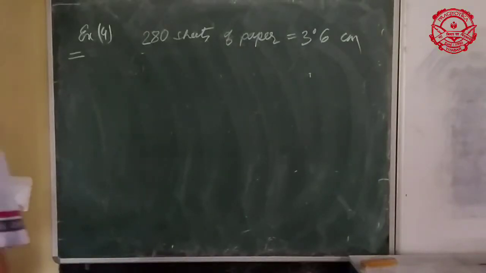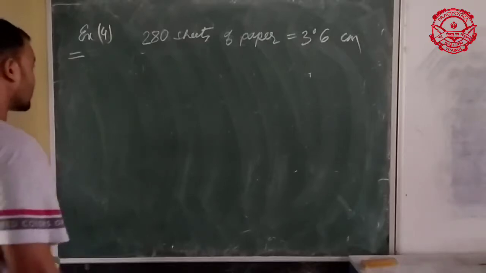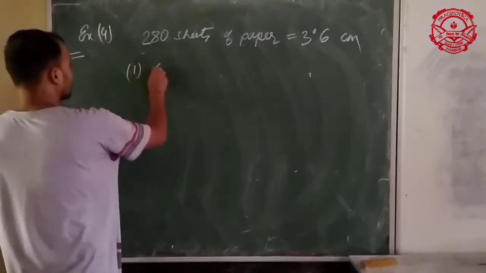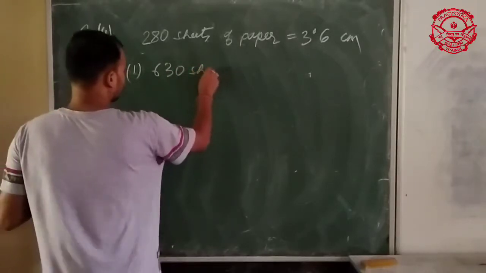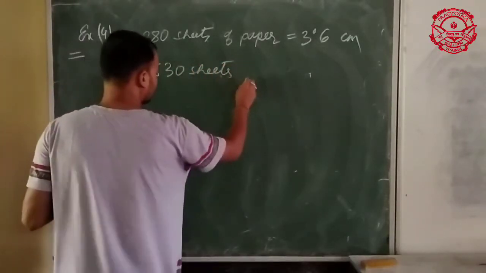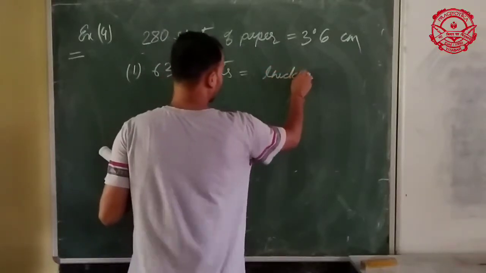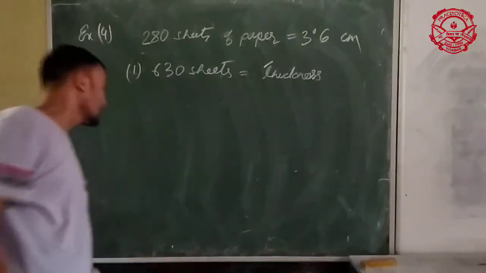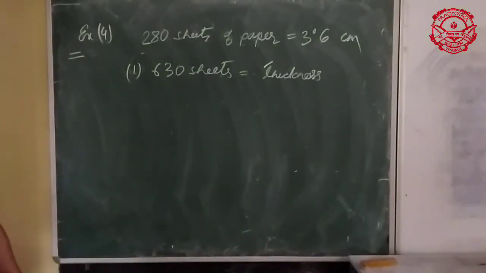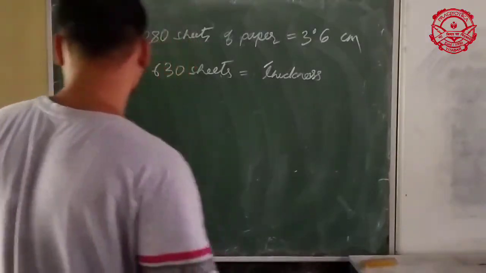Now, how thick would 630 sheets be? The question is asking the thickness of 630 sheets. Now, what will be the thickness of 630 sheets? How will you do this?